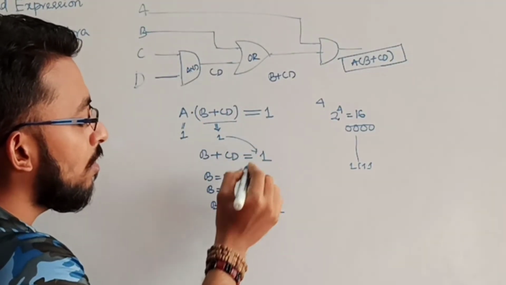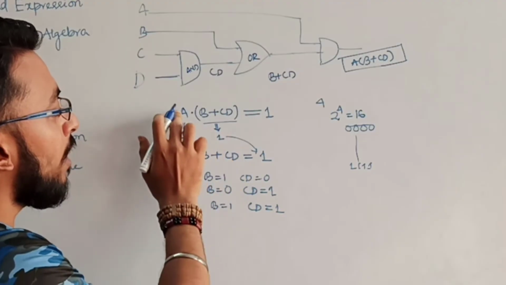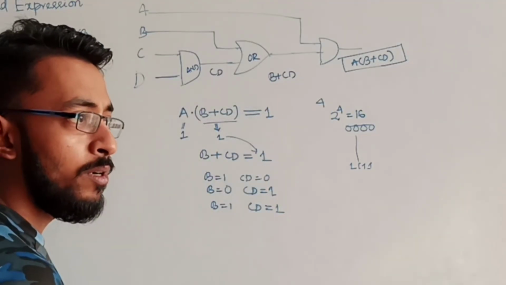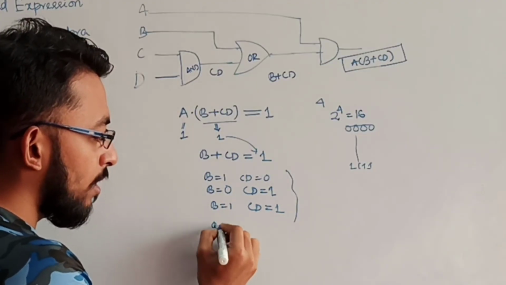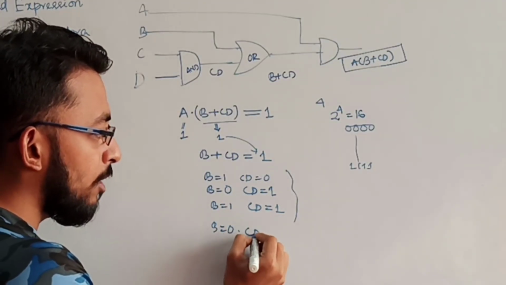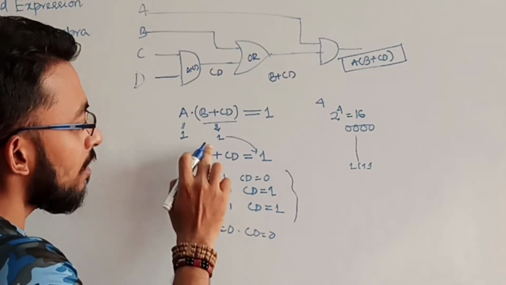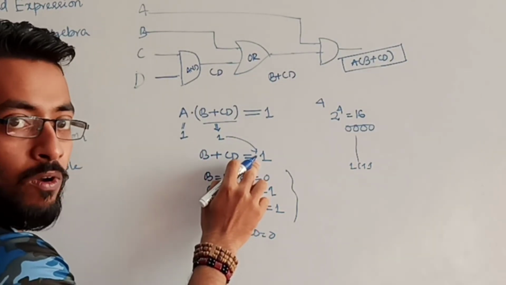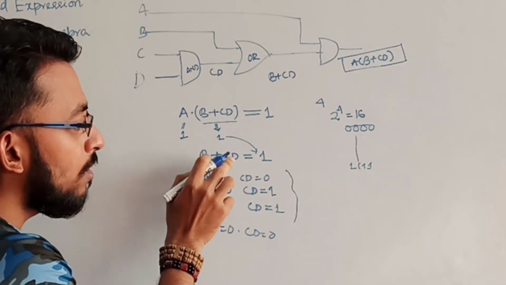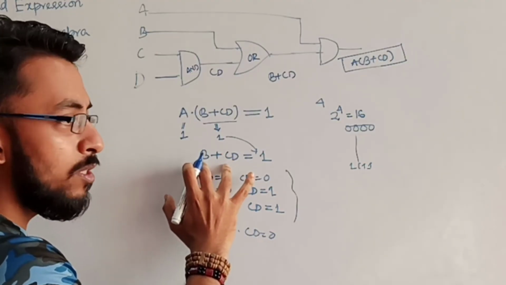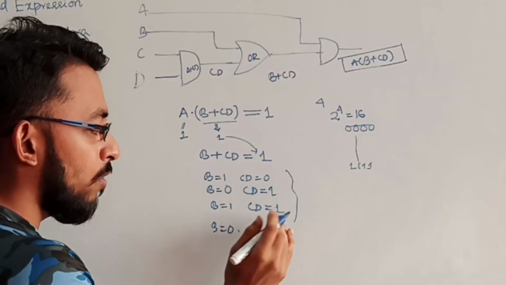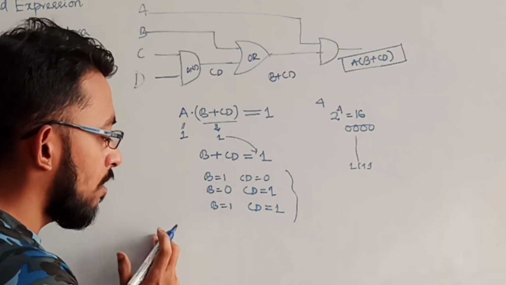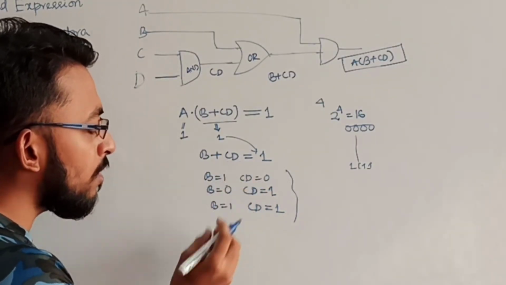Okay. And when this output becomes 1 and A equal to 1, in that case my output will become 1. So these are the 3 possible conditions, and the fourth case will be if B equal to 0 and CD equal to 0. In that case, my B plus CD will become 0. It will not become 1 because this is 0, this is 0, and these two zeros are applied to an OR gate, and the output of the OR gate will become 0. So we are not going to take this condition. Okay. So these are the 3 criteria.